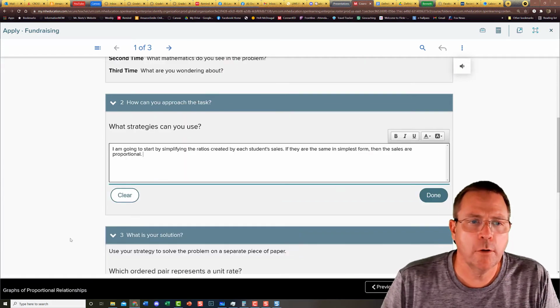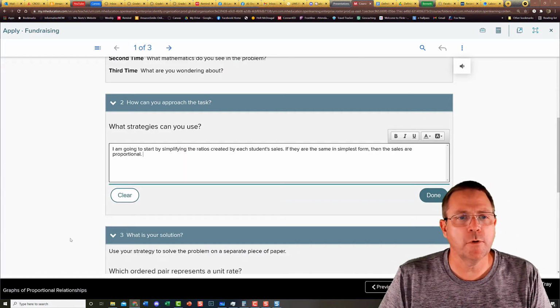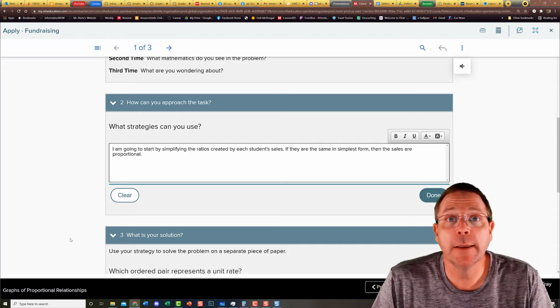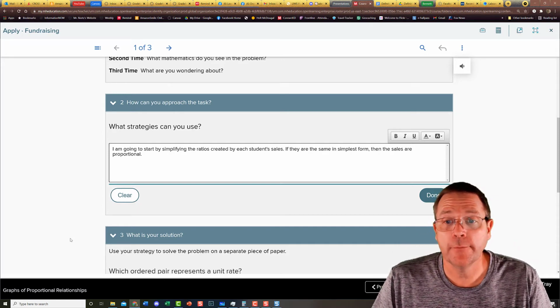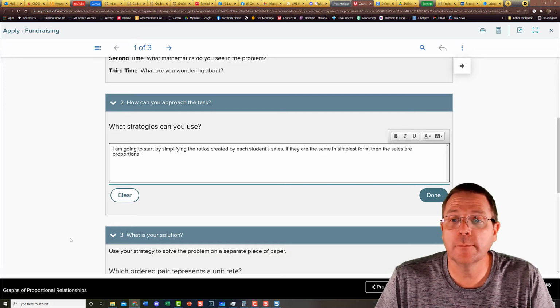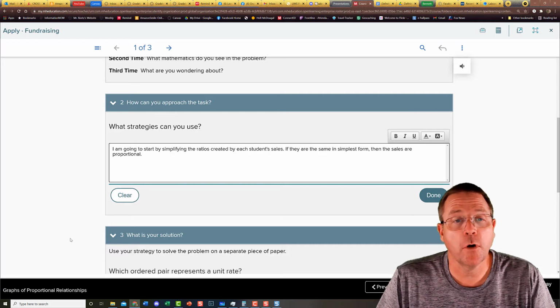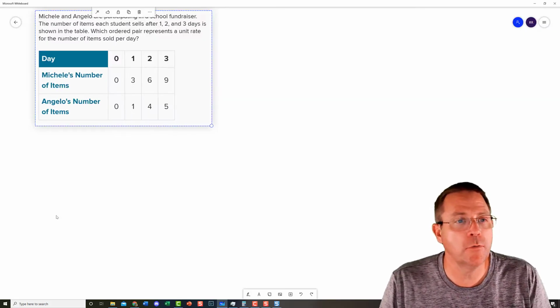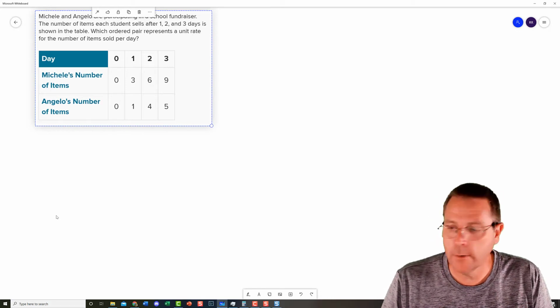So, how did I go about solving this? Well, first, I'm going to start by simplifying the ratios created by each student's cells. If those cells simplified to be the same exact number in simplest form, then the cells are going to be proportional. And I've already taken our screenshots, put it over here.